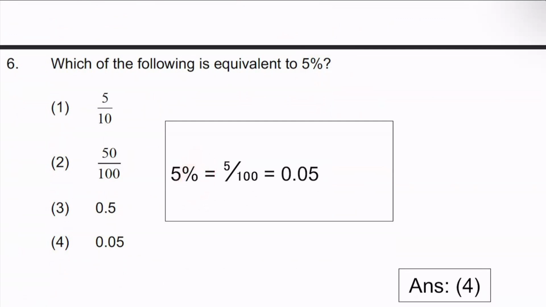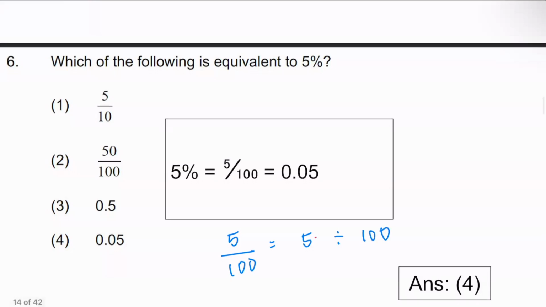So 5/100, is that an option here? Any options for 5/100? No, right? So let's try to solve this in another way. Let's try converting this fraction into a decimal. So 5/100, which means 5 divided by 100. How do I get it into a decimal?